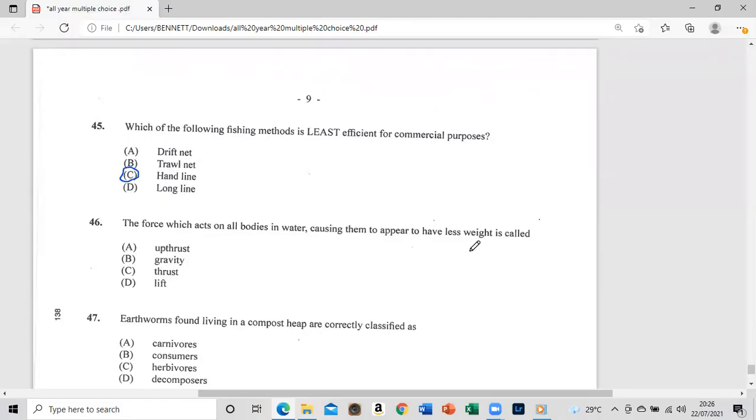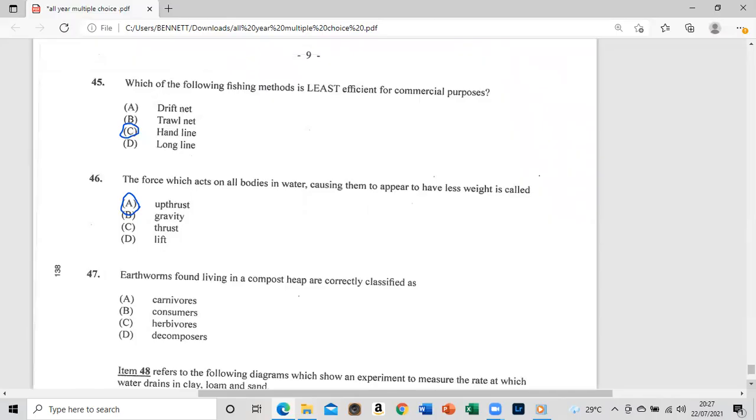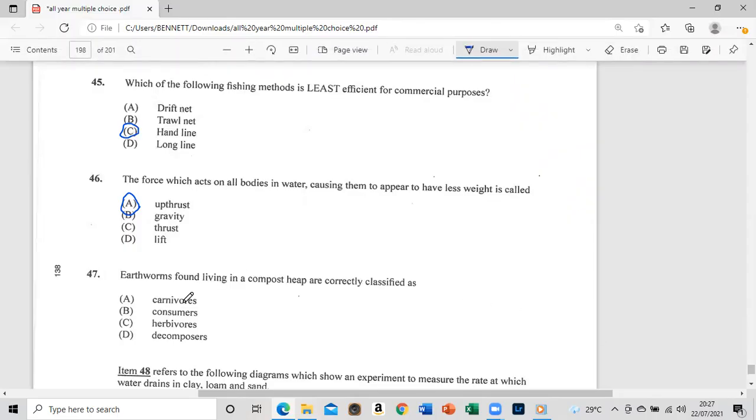All right, let's go to 46. The force which acts on bodies in water, causing them to appear to have less weight, is called A, upthrust, B, gravity, C, thrust, or D, lift? I did say I was going to just call out the answer. So it's A, upthrust. Earthworms found living in a compost heap are correctly classified as carnivores, consumers, herbivores, or decomposers? So that is D, they are decomposers.